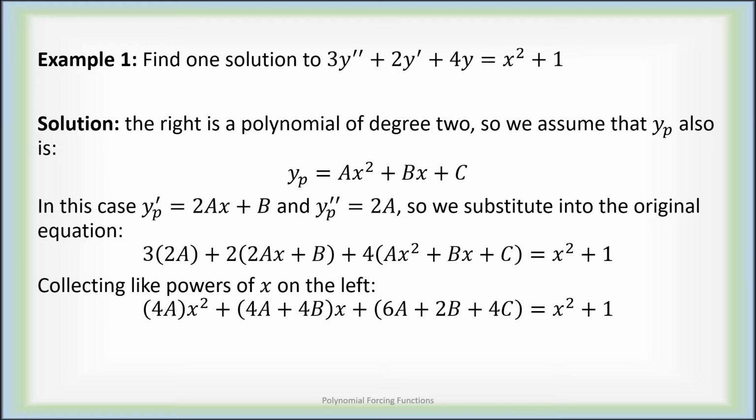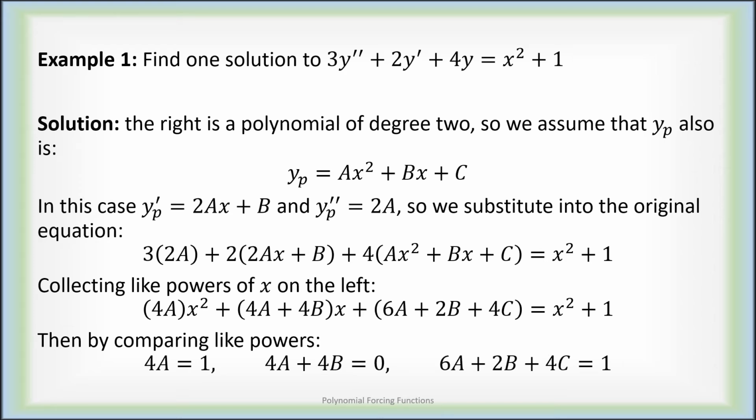And if these two polynomials are equal to each other, 4ax squared plus 4a plus 4bx plus 6a plus 2b plus 4c is equal to x squared plus 1, well then the coefficients of x squared should be equal, the coefficients of x should be equal, and the constant should be equal. So we end up saying that 4a, the coefficient of x squared on the left, must equal 1, the coefficient of x squared on the right. 4a plus 4b, the coefficient of x on the left, must equal 0, the coefficient of x on the right, and 6a plus 2b plus 4c, the constant on the left, must equal 1, the constant on the right.